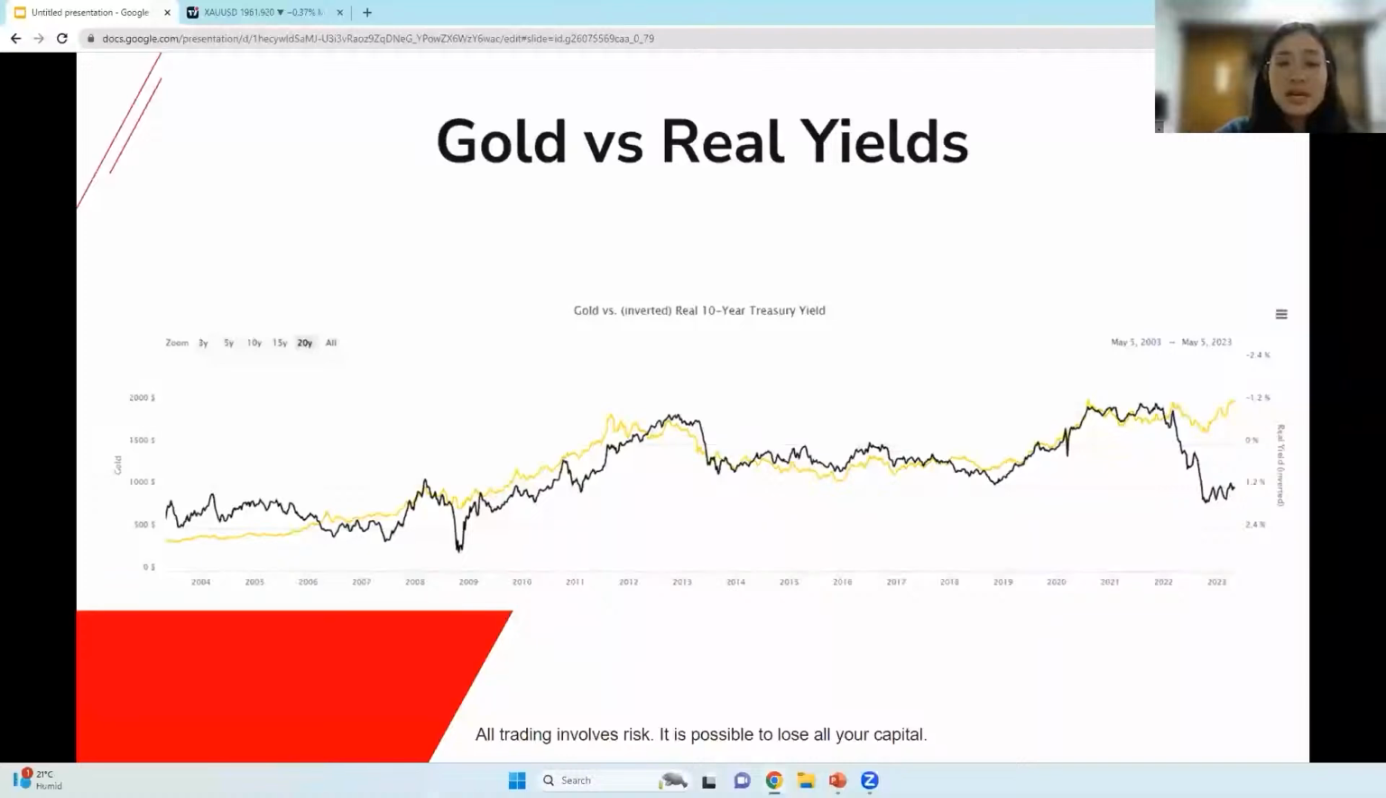Gold neither pays dividends nor interest. So it's relatively expensive to hold it in the portfolio when interest rates are high. On the other hand, when real yields are negative, holders of cash and bonds are losing wealth. So investors are more prone to buy gold in that scenario.